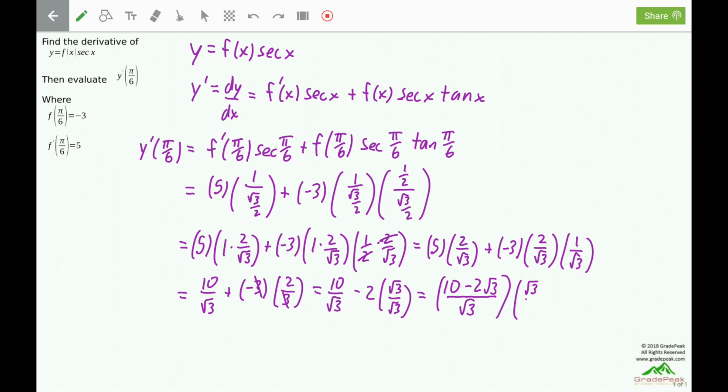So let's write another version of this by multiplying it by root 3 over root 3. In the numerator, distributing the root 3 in, that'll give us 10 root 3 minus 2 times root 3, which will be 3. And then all of this will be over root 3 times root 3 in the denominator, which is 3. And so this can be written as 10 root 3 minus 6 all divided by 3.